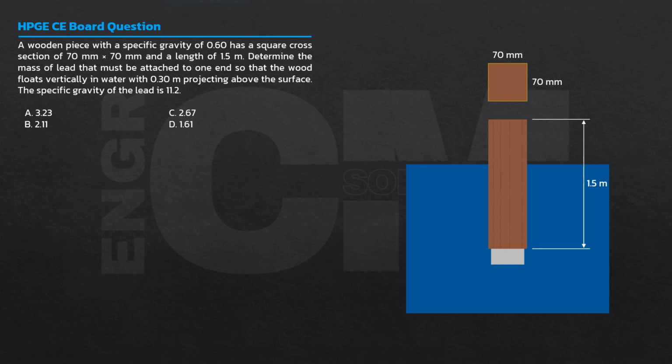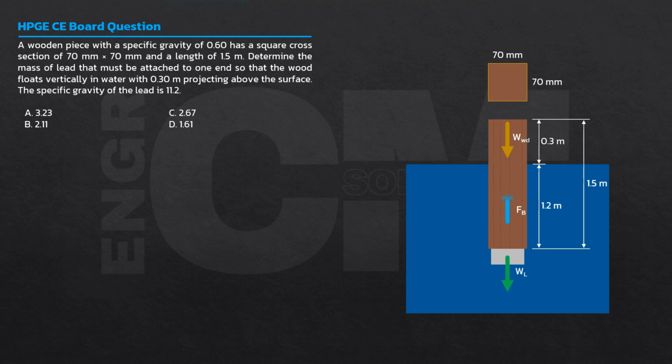Floating in upright position with 0.3 meters projecting out of the water. So 0.3. Yung nakalubog sa tubig is 1.5 minus 0.3, so we have 1.2 meters. Ilagay natin, ano yung mga forces na nakatakda dito sa wood? Una, merong weight yung wood. Meron ding weight yung lead. Lahat ng weight na andyan.